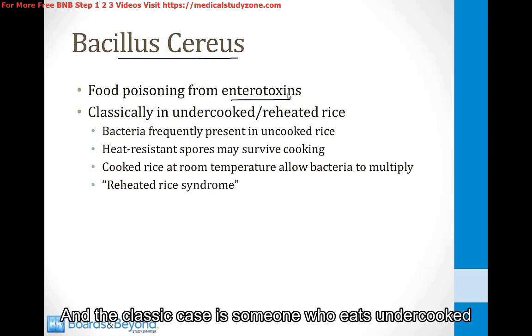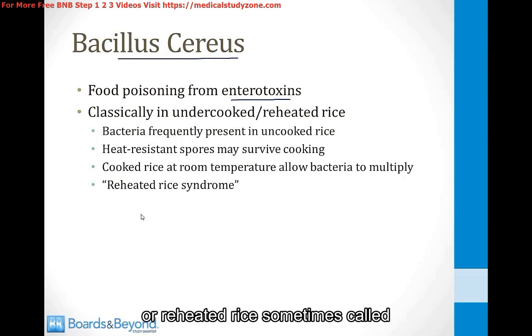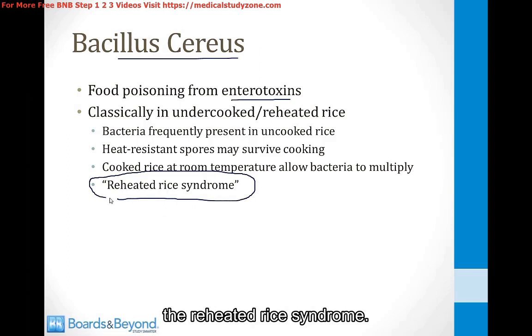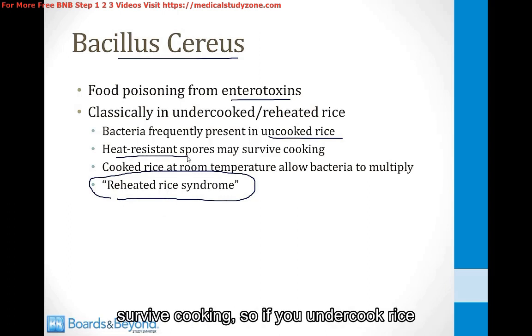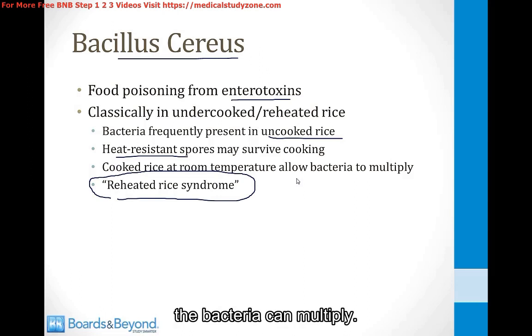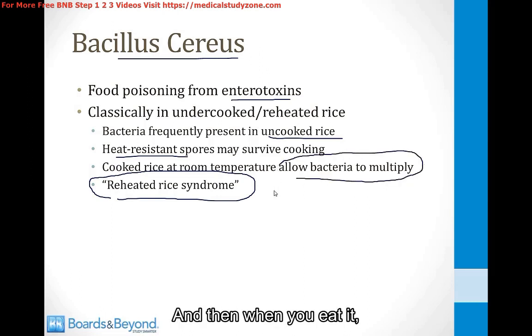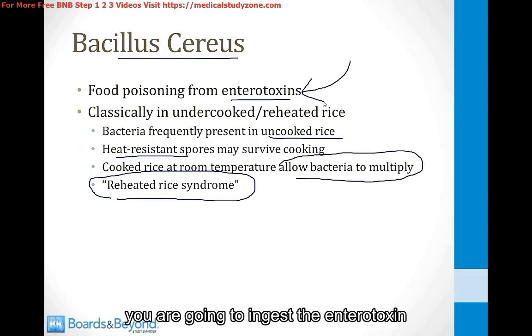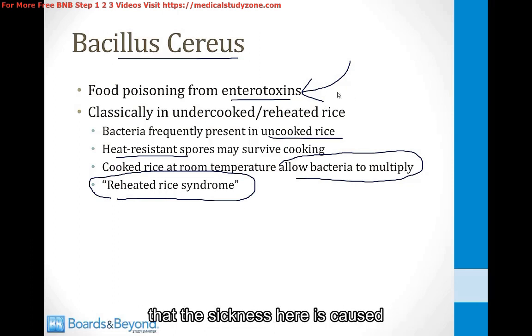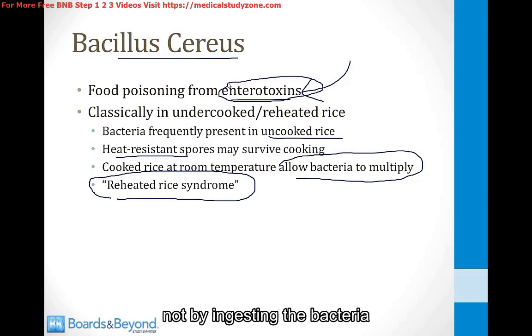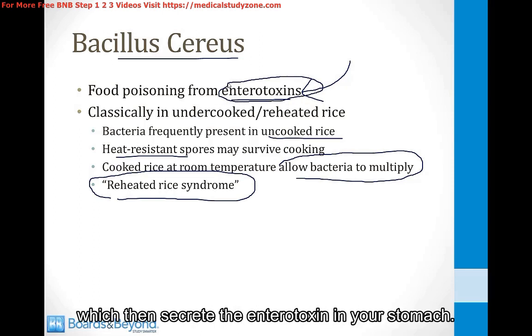And the classic case is someone who eats undercooked or reheated rice. It's sometimes called the reheated rice syndrome. So these bacteria are frequently present in uncooked rice, and the heat-resistant spores can survive cooking. So if you undercook rice and then leave it at room temperature for a while, the bacteria can multiply, and then when you eat it, you are going to ingest the enterotoxin and you're going to get sick a few hours later. One thing that's important to know is that the sickness here is caused by directly ingesting the enterotoxin, not by ingesting the bacteria, which then secrete the enterotoxin in your stomach.